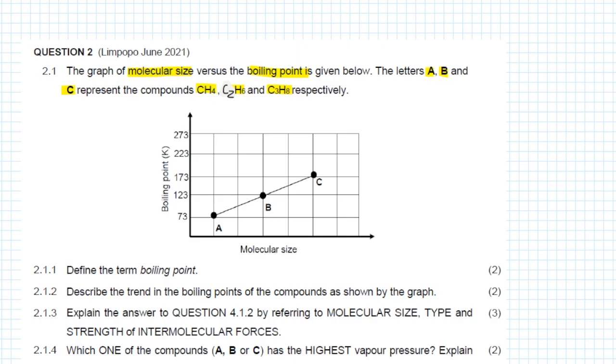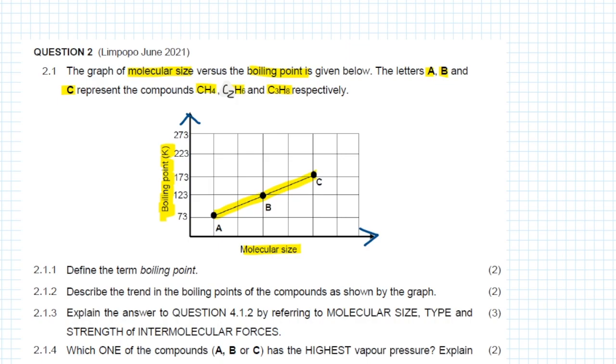Okay, so we have these different compounds and they're represented by A, B, and C respectively. And we can see that we have a graph of molecular size versus boiling point in Kelvin. We see that as the molecular size increases, the boiling point increases because we have a straight increasing line as we go from A to B to C.